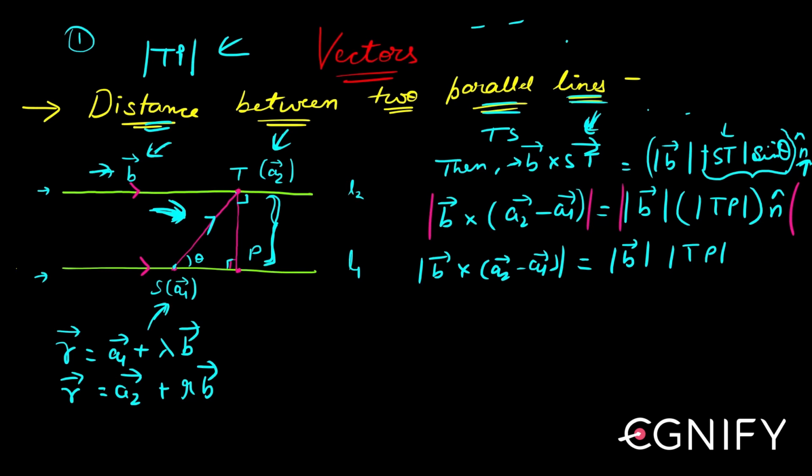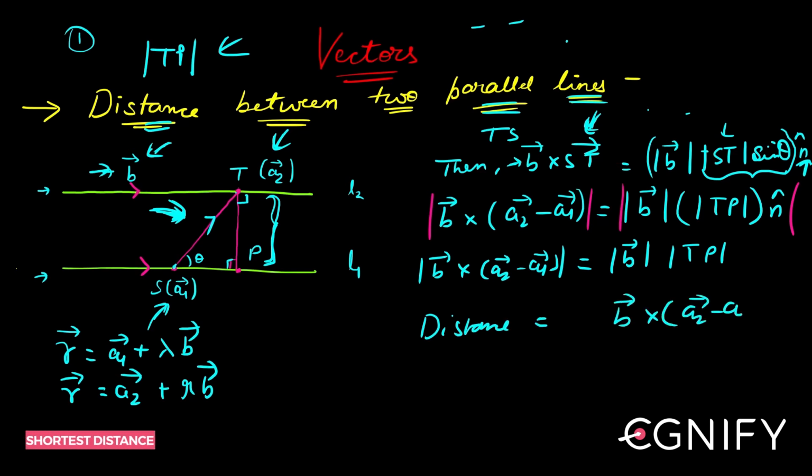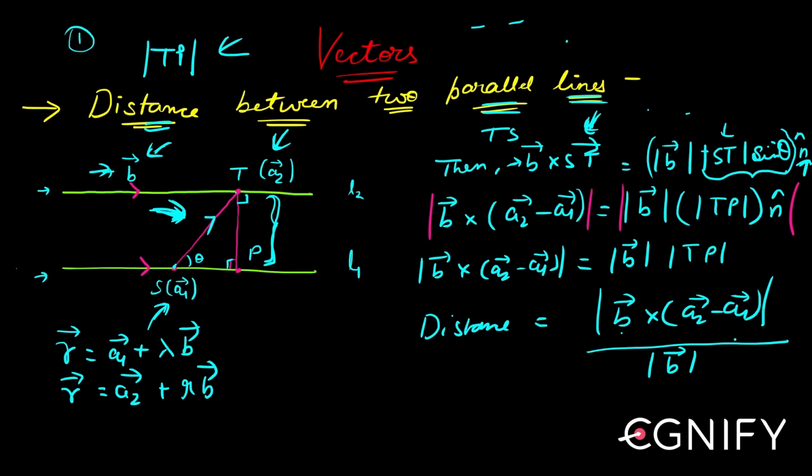Now finally what I need is TP, and I have everything in front of me. So this is the TP, and TP is nothing but the distance. So the distance is nothing but mod of B bar cross A2 bar minus A1 bar. So this cross product of these two will give rise to a vector, and I'm taking the mod of that vector, right? That will give me a positive quantity divided by mod B. Right, so this is the final quantity that you're expected to remember. This is the final formula.